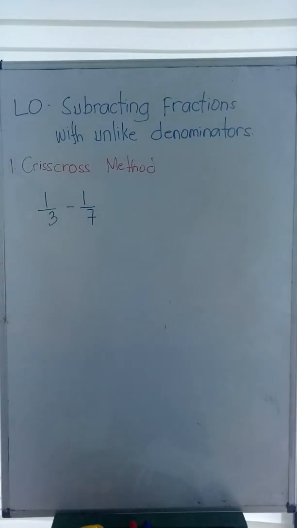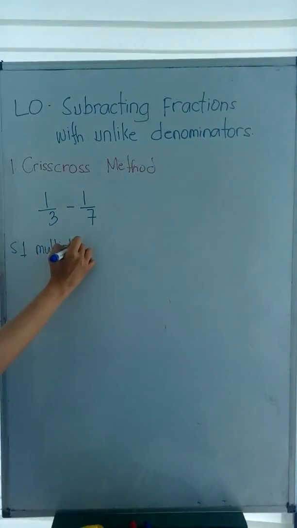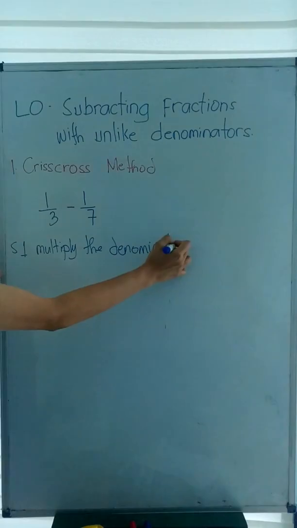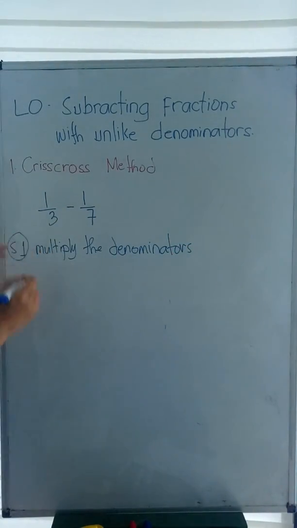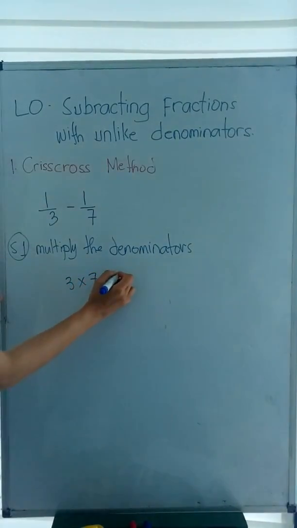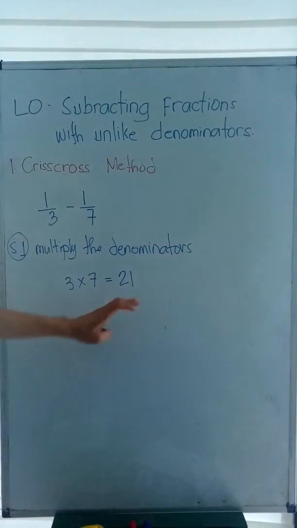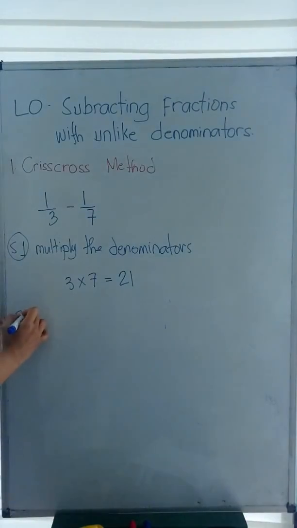So for the crisscross method, what we first need to do is step 1. You multiply the denominators. So our denominators here are 3 and 7, so you multiply them. 3 times 7 is equal to 21. Okay, so therefore our denominator will be 21. We will use 21.